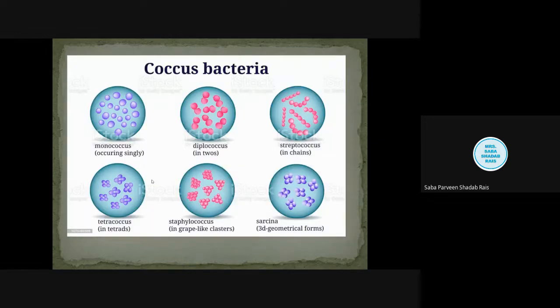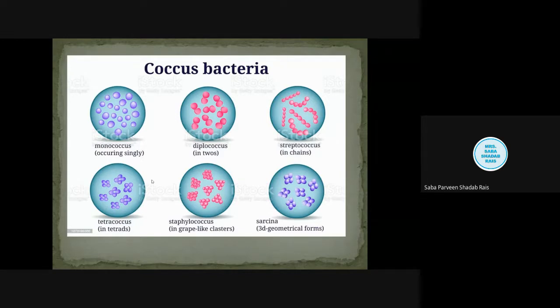Now see, if you are observing coccus bacteria, these have a spherical shape. If they are separated, this is called monococcus, and they occur singly. But if they are present in pairs, these are the diplococcus. If they are forming chains, they are called streptococcus. If they are forming tetrads, tetracoccus. If they are forming grape-like clusters, they are called staphylococcus.